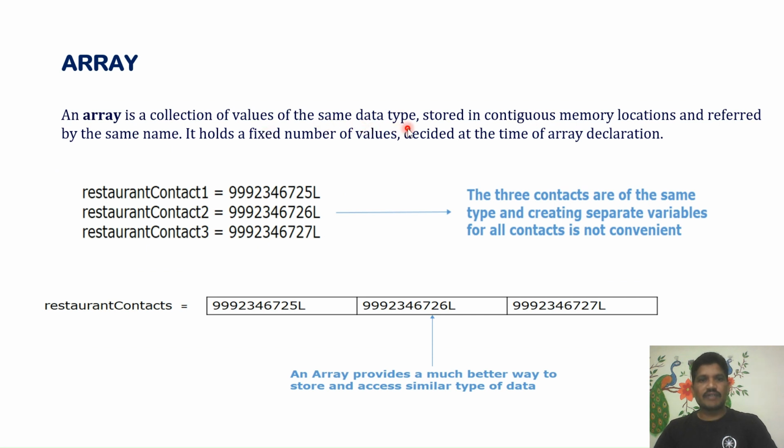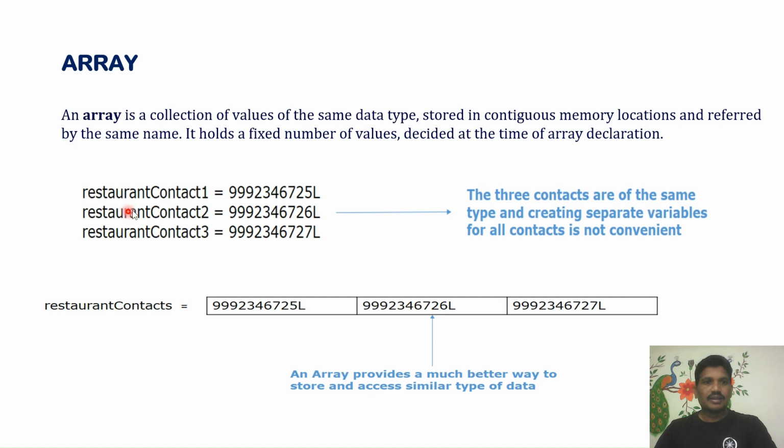An array is a collection of values of the same data type stored in a contiguous memory location and referred to by the same name, which means all elements share a common name. It holds a fixed number of values, decided at the time of array declaration. The difference between a variable and an array is that a variable can hold only a single value, but an array can store multiple values of the same data type under a single name.